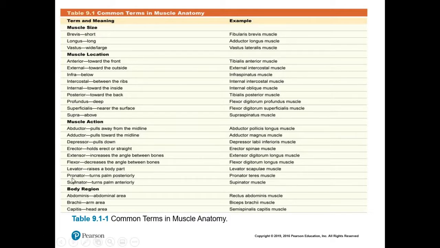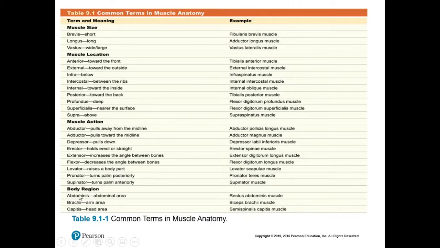Okay, and then supinator would be palms anteriorly. So normal anatomical position has your palms supinated. Okay, so supination, pronation. Those are very important terms.